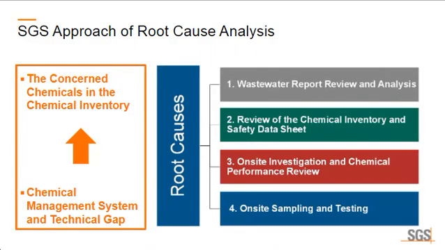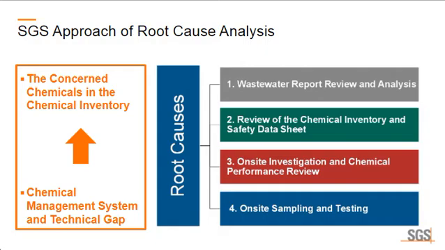So this is a very simple diagram to show how to conduct a root cause analysis. First, we have to find some high risk chemicals or root causes in their chemical inventory, and they must be caused by their technical gap. And first, we will review their wastewater report and do the analysis. Then we will review the chemical inventory and SDS.